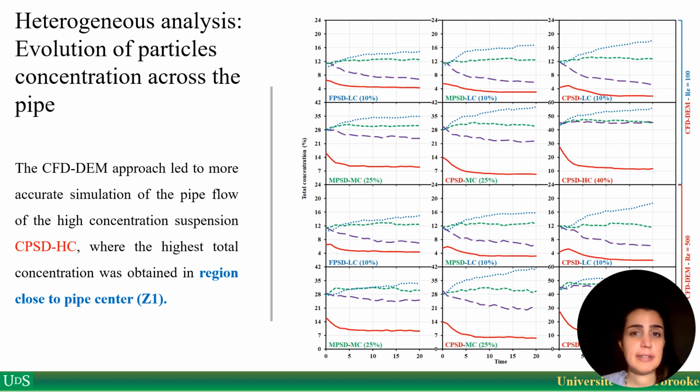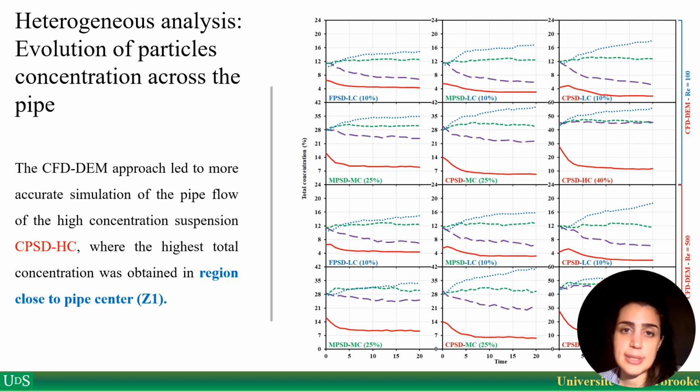We applied the developed computational fluid dynamics and discrete element method. We coupled these two methods together, and we modeled the concrete mixtures with a high concentration, 40% concentration, 10% concentration, and 25% concentration in a pipe flow for different Reynolds numbers, including 100 and 500.